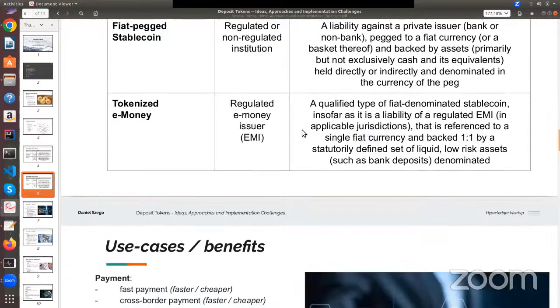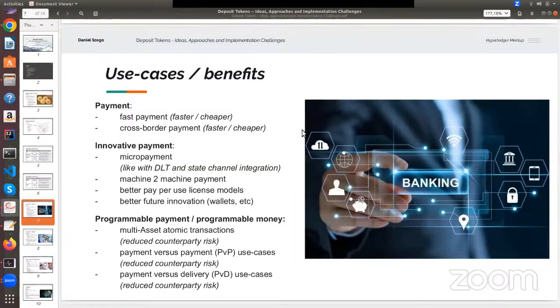So let me continue with some easier topics. Let me show some use cases and benefits of deposit tokens. Firstly, they can be used in payment, as a faster or cheaper payment solution. It can be especially exciting for cross-border payment, because payment in one jurisdiction works pretty well at the moment, or payment in the EU works pretty well. But cross-border payment is usually regarded as slow, inefficient and expensive. So a deposit token might be a solution that improves cross-border payment.